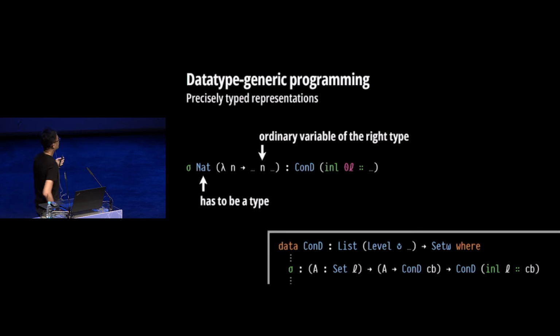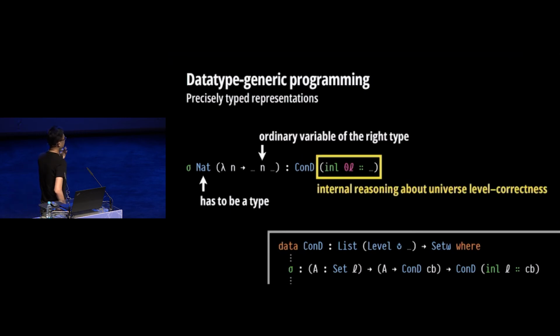And actually, in our representation, we also did something about universe level correctness. So we have a lot of universe levels appearing in our data type and need to satisfy those constraints. And we can actually require those constraints to be satisfied because Agda's universe levels are internalized. So we can actually reason about them in Agda. So that's a plus for Agda.